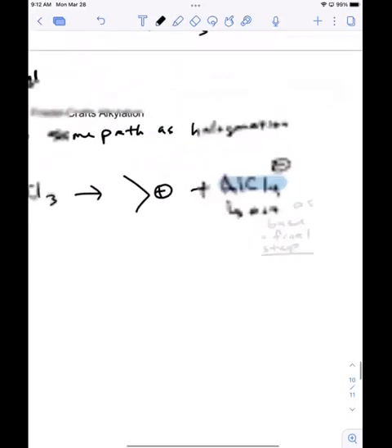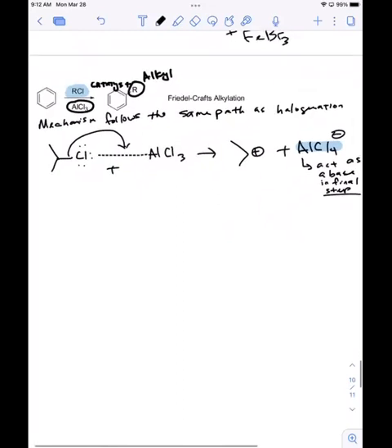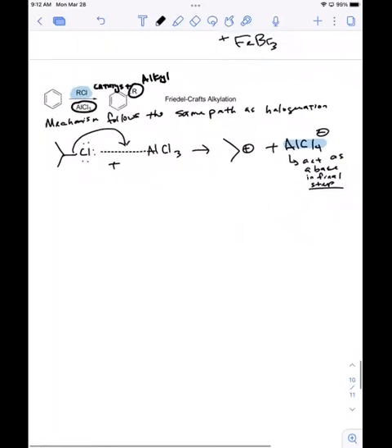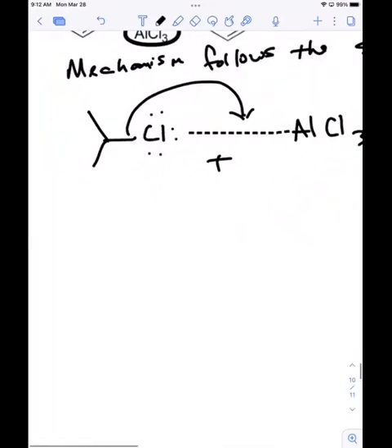Right, so it'll act as a base in the final step. So that's step 1. I have a question. Go ahead. What does that dash line mean? So the dash line, that's a great question.